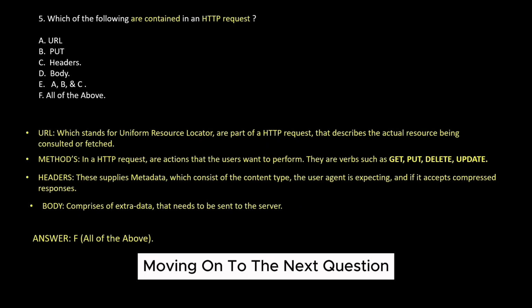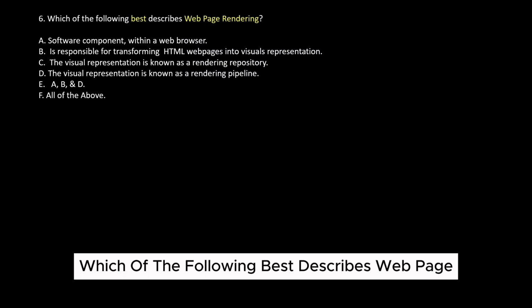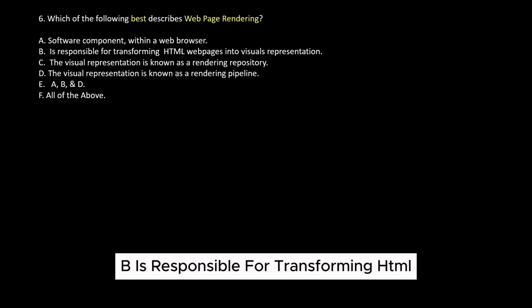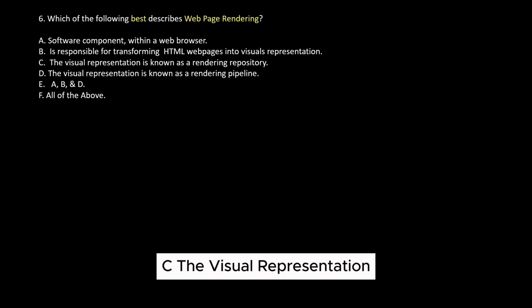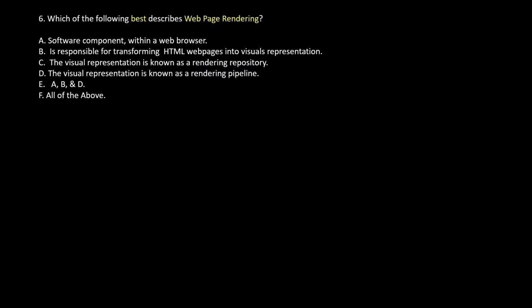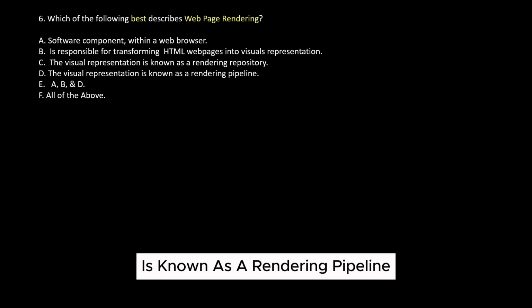Moving on to the next question, question number 6. Which of the following best describes web page rendering? A, software component within a web browser. B, is responsible for transforming HTML web pages into visual representation. C, the visual representation is known as rendering repository. D, the visual representation is known as a rendering pipeline.